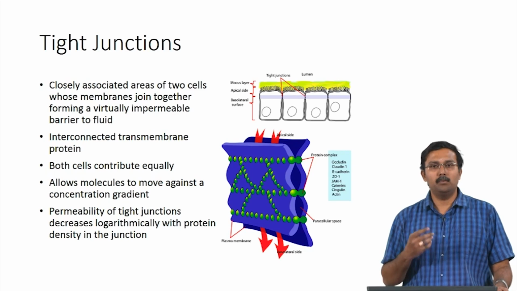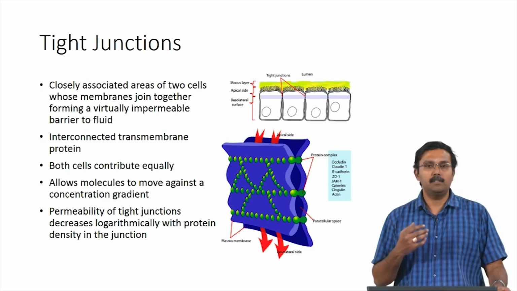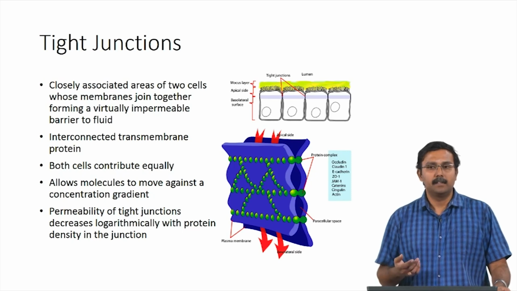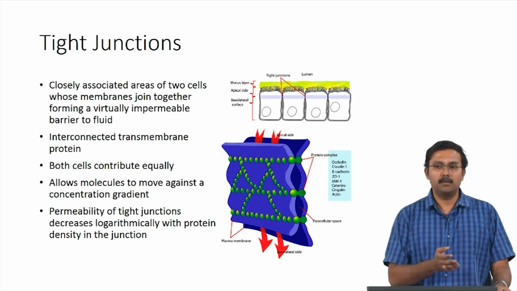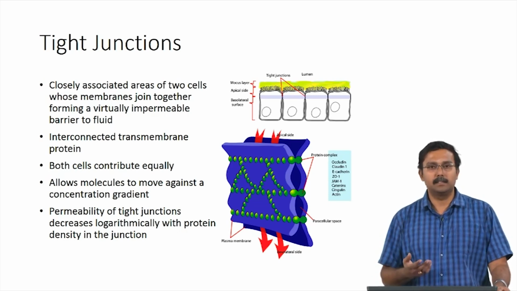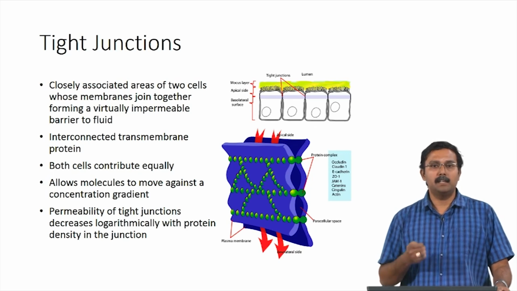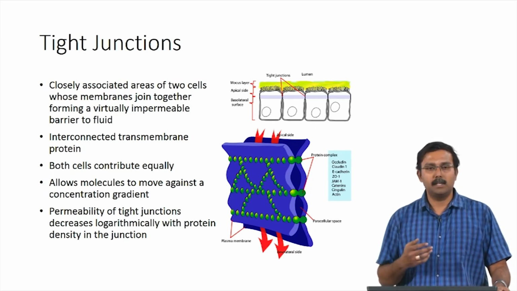So, this allows molecules to move against a concentration gradient. That is the importance of having these tight junctions. It is not just diffusion through which molecules are going; active transport of molecules is possible through this tight junction. Okay.